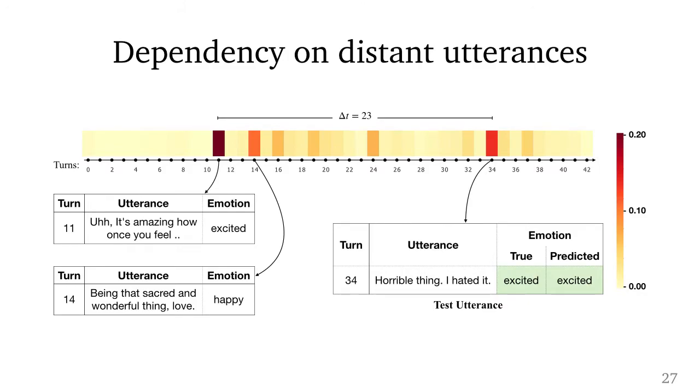Also, how far should we look into the contextual history? Suppose we have a long conversation. How much context do we really need for emotion recognition at time t? How far should we look into the past? We found that sometimes long-range distant utterances actually help. To classify utterance 34, we found that utterance 11 and utterance 14 actually helped. But this was not quite a trend in the model. We found it for very few, like 2 or 3% of utterances, for which distant utterances really help.